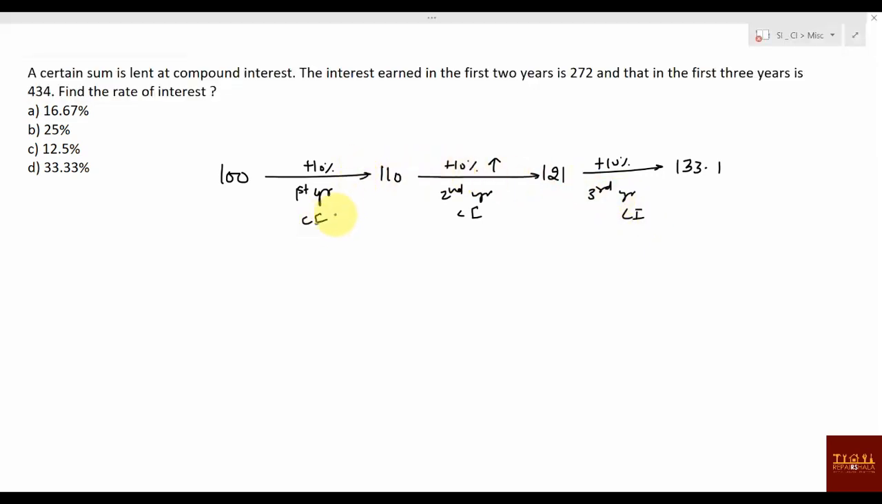What is your first year CI? You can say 10 rupees. 100 to 110, how much? 10 rupees. 110 to 121, how much? 11 rupees. And the third year CI will be 12.1 rupees. If you check this first year CI, second year CI and third year CI, 10 is becoming 11, how much increment? 10%, and here also 10%. This is also increased. They also follow the same flow, right? They also will be increased by the same percentage.